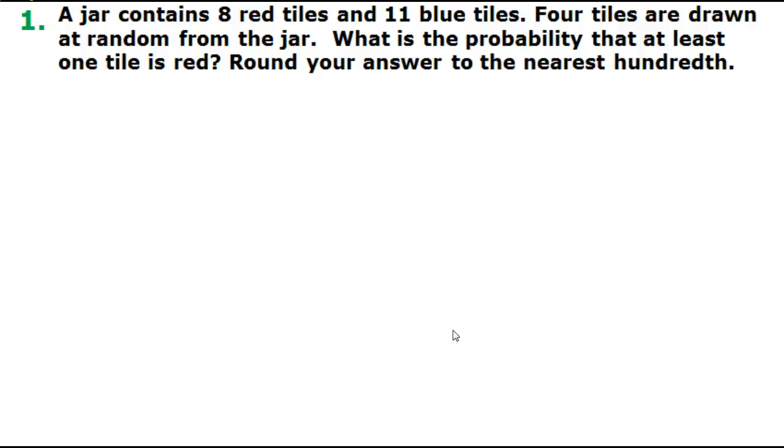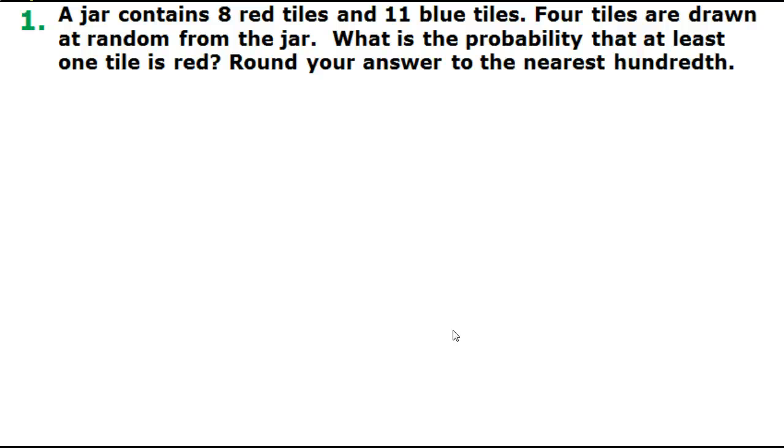4 tiles are drawn at random from the jar. We want to know the probability that at least 1 tile is red. At least 1 tile being red means 1 tile can be red, 2 tiles can be red, 3 tiles can be red, all the way to 4 tiles can be red. Any of those would work just fine.